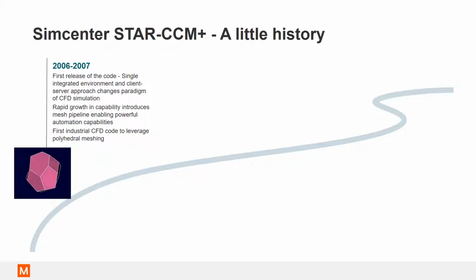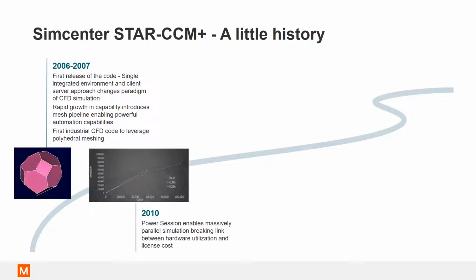Now, with the price of computational hardware becoming cheaper, licensing costs were starting to become the limiting factor in terms of hardware adoption. And this is something that we see and face currently as well. So in 2010, Star CCM Plus broke that paradigm by introducing the Power Session license. It allowed parallel simulation on an unlimited number of cores for a single fixed cost.